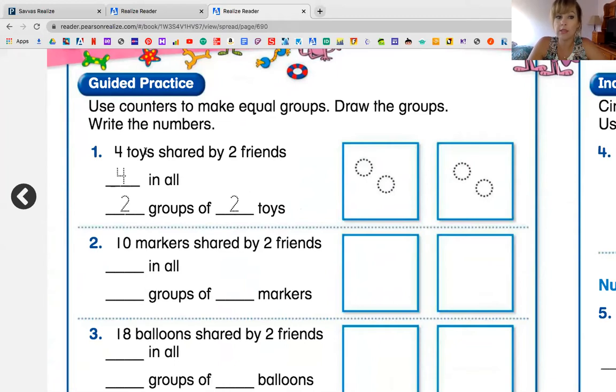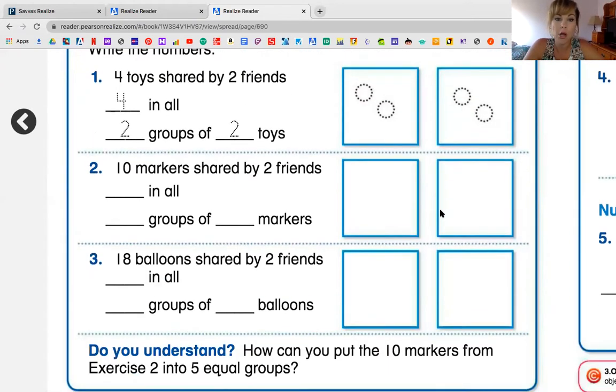The way that they did that was with 4 toys, they divided them up. 1 toy here, 1 toy here. 1 toy here, 1 toy here. They got rid of their 4 toys, and each child received 2 toys. So there are 2 groups of 2. If you made that into a multiplication sentence, 2 groups of 2 would represent 2 times 2 with a total of 4. Okay? 10 markers shared by 2 friends.